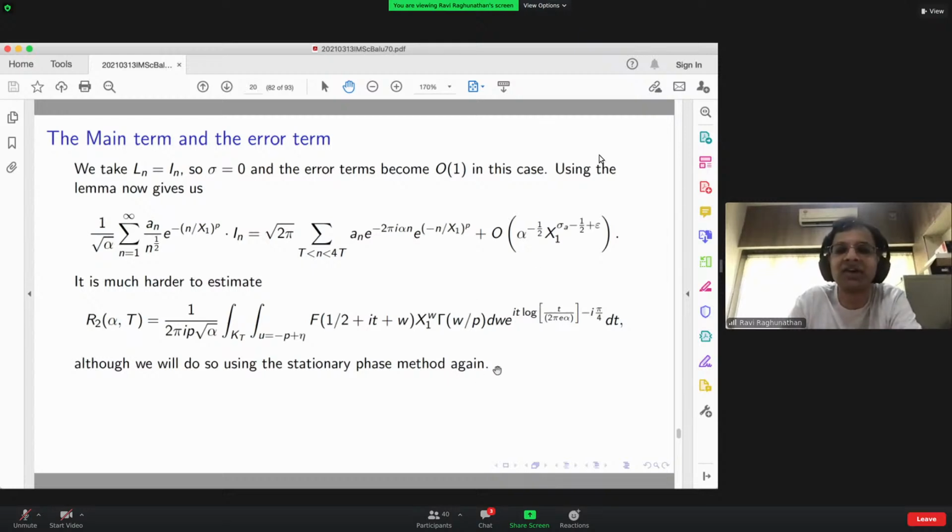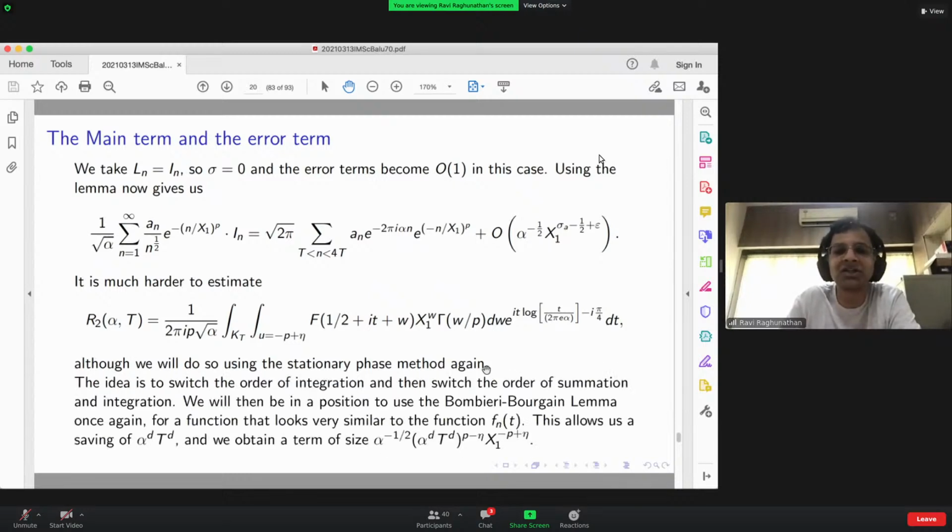Notice that R2 alpha t is also a double integral, and it carries the same oscillatory function in some sense in the integrand. There's much more work to do here. You have to switch the order of integration, then switch the order of summation, and use a modified Bombieri-Bourgain for a function that looks similar to our previous FNT. Again, what you get is a saving of alpha to the d, t to the d, and you get a term of this size. If you had used a trivial estimate, you would have got p minus eta plus 1 here; this power of alpha d t to the d would have had a plus 1 there.